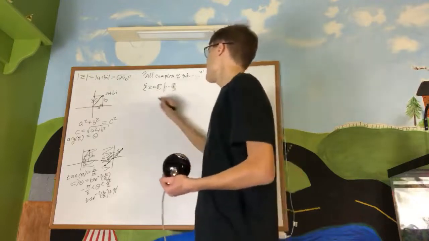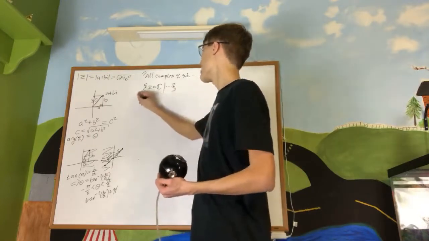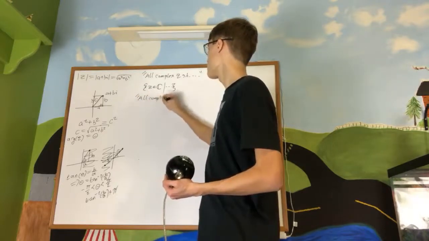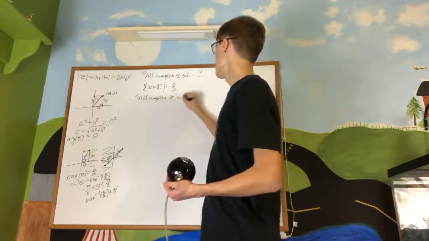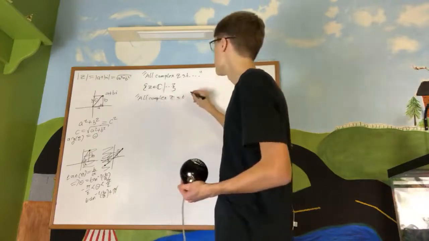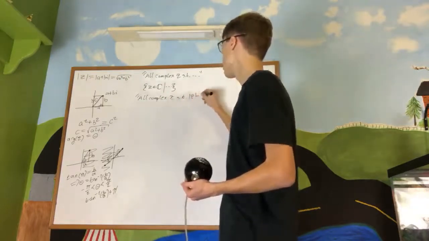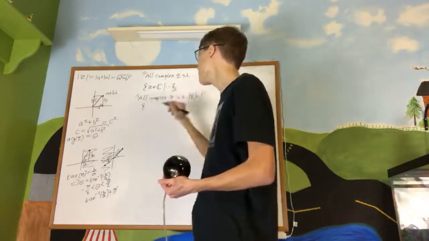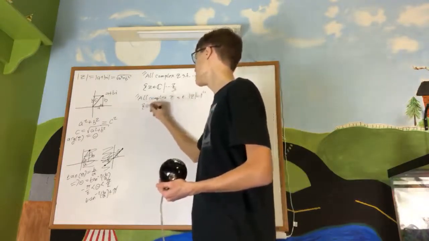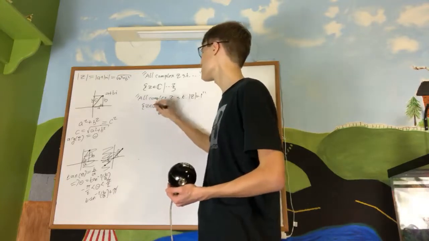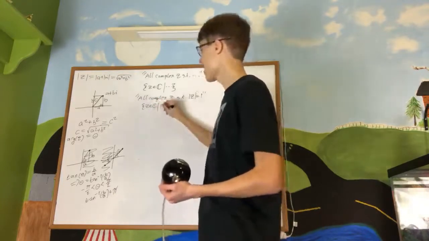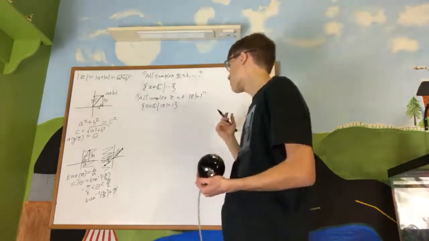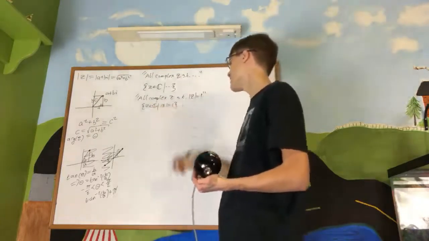All right, let's take an example. So I'm going to write it out. All complex z such that the magnitude of z is equal to 1. If I'm writing this in set builder notation, this is all z, which is complex, such that the magnitude of z is equal to 1. All right, let's visualize this set.